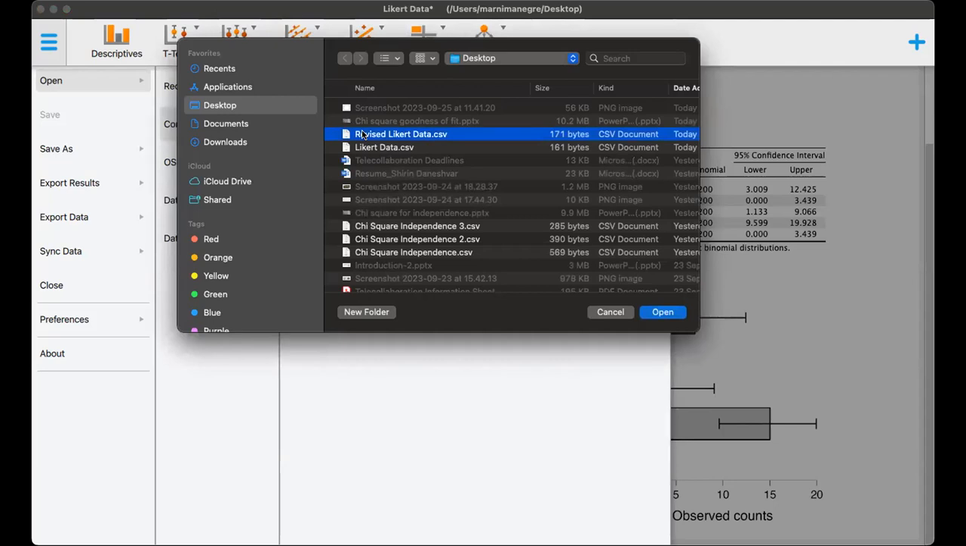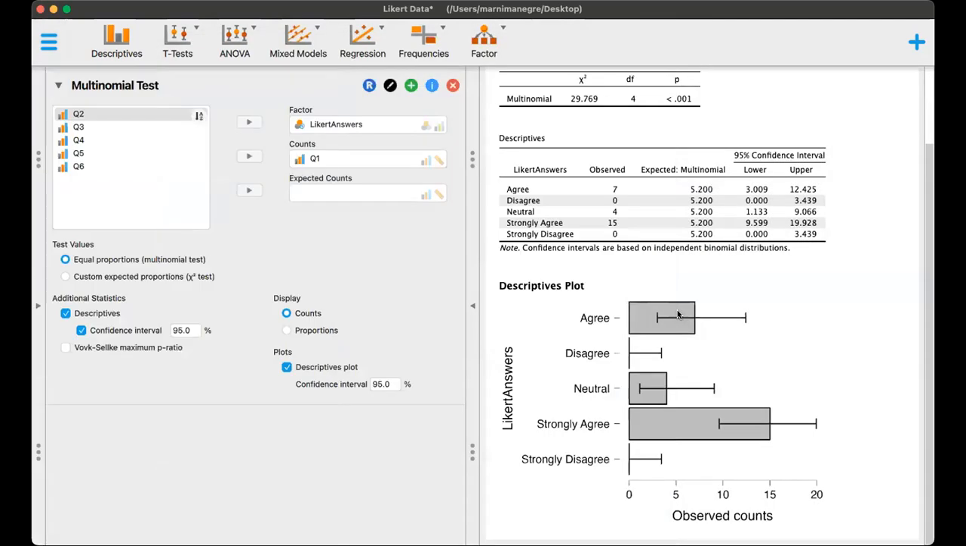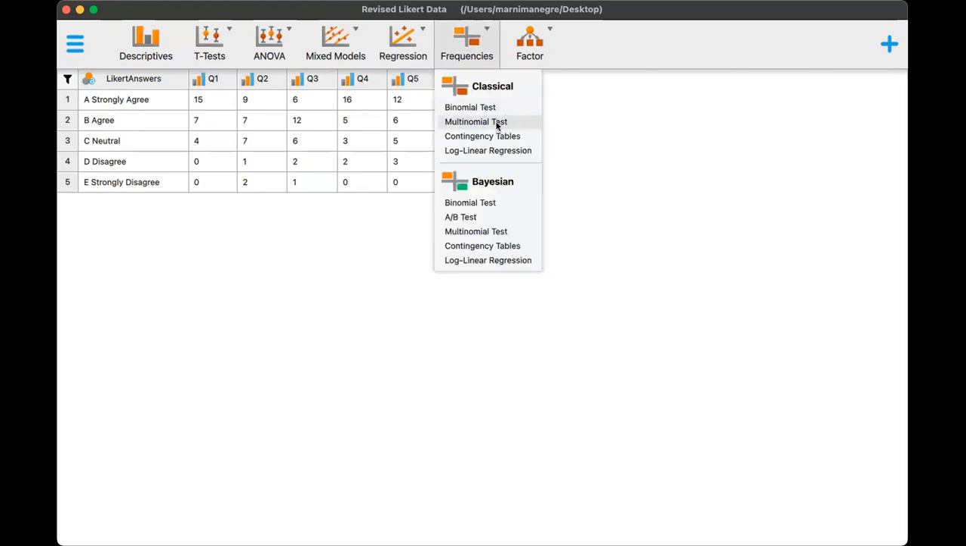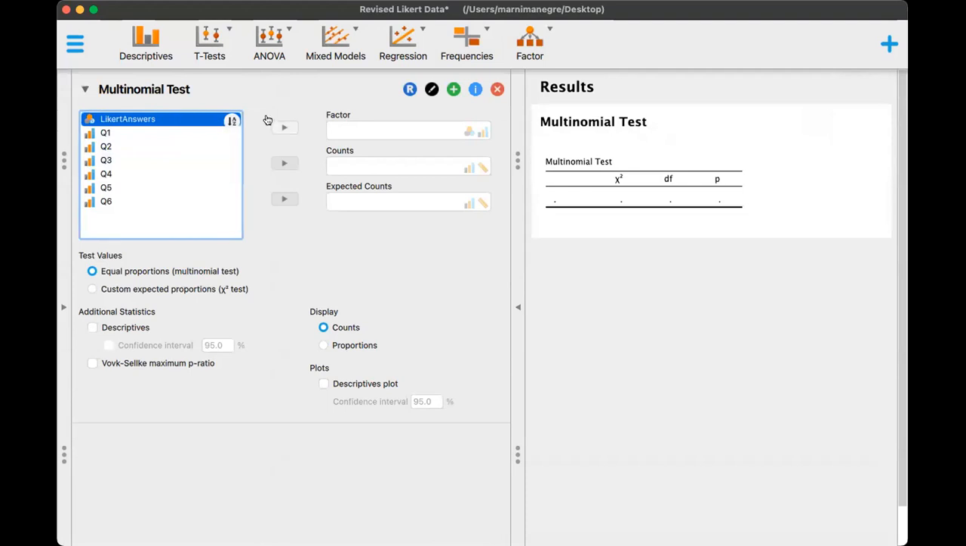I'm going to have to stop sharing this screen again and go to the new one as soon as it opens. We'll go to the revised data set here. So notice how in front of each of these types of responses in the Likert answers, I've put a letter in front of them, A, B, C, D, E. So when I go to the multinomial test, put the Likert answers in, put the counts in here, it's going to give me the exact same information.